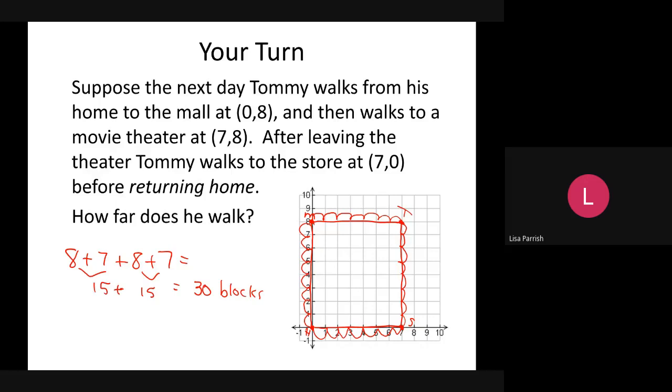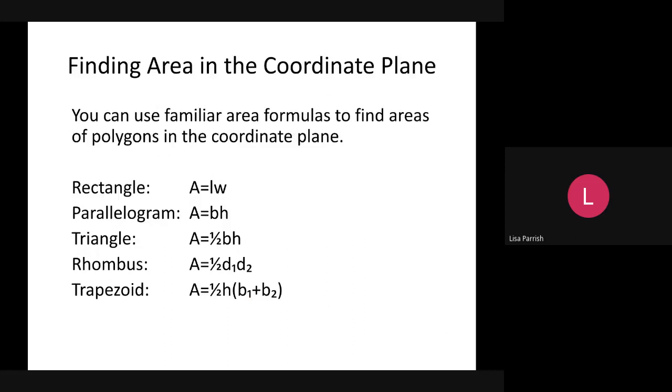Okay. Now, you could also use the absolute value format that we did the other day. That's a little more complicated. So if you have a graph, just count and total the blocks there. Okay. So that's finding perimeter. Just count and add up all the sides of the shape.